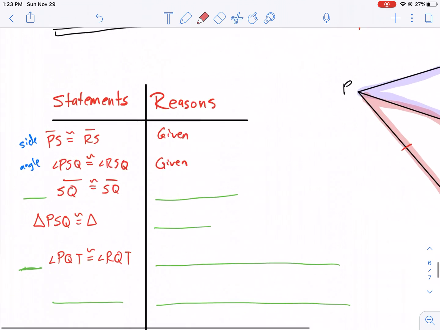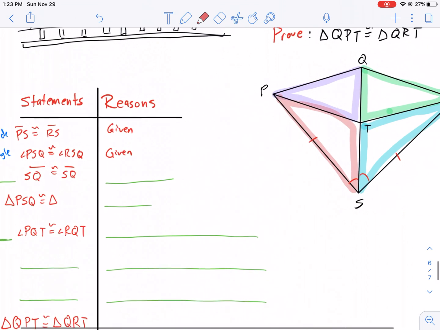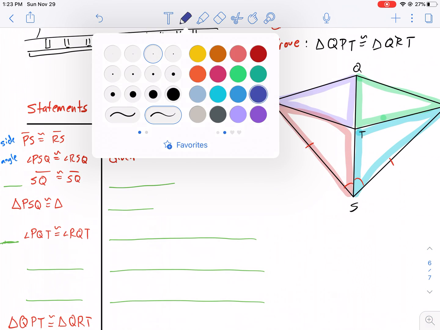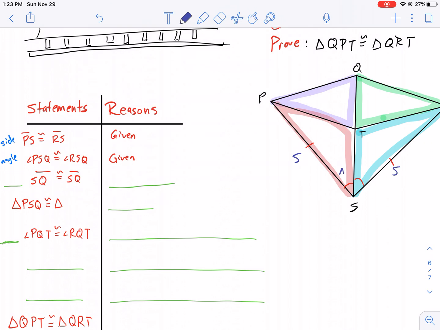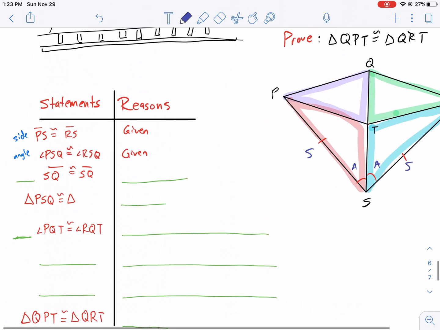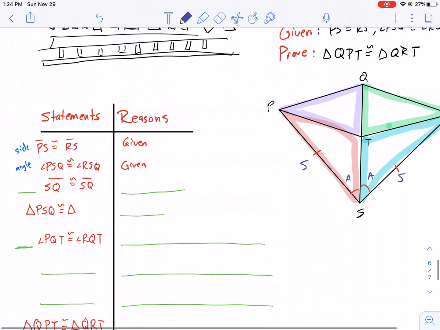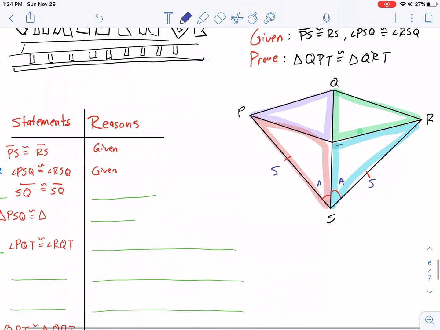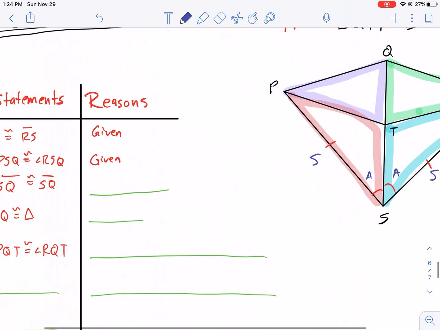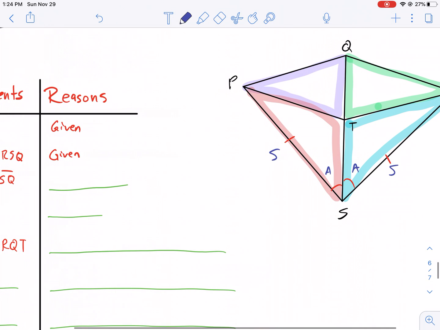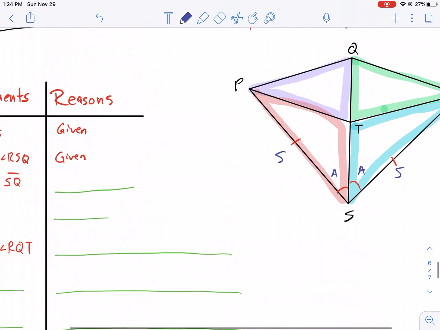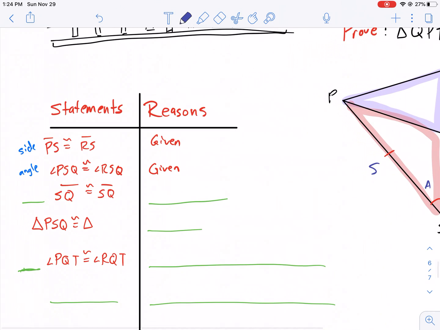Okay, so we already are given a side and an angle. That's the first thing we're given. We're given a side and an angle for both the pink and the blue. Now there's one part that's already given for us, and that's that SQ is congruent to SQ. So we have another side here. So we're going to write side. And why is that? It's because it's reflexive. And I just realized I highlighted the wrong triangles, but that's okay.